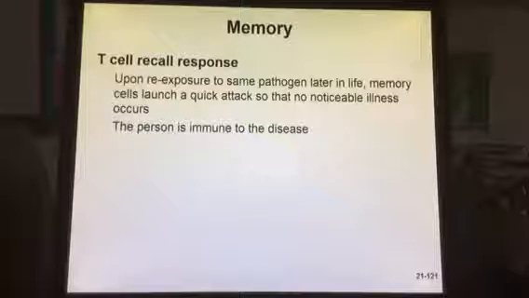So if you are re-exposed to the same pathogen later in life, those memory cells launch into a quick attack, and potentially if they jump into response quick enough, you wouldn't even notice any illness.